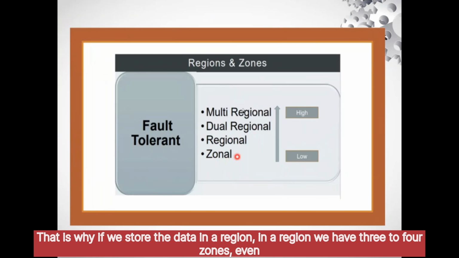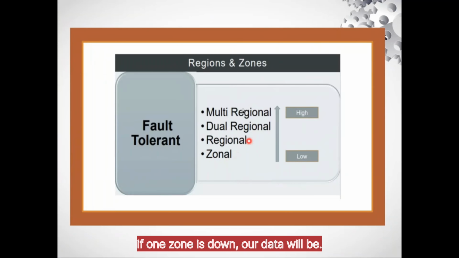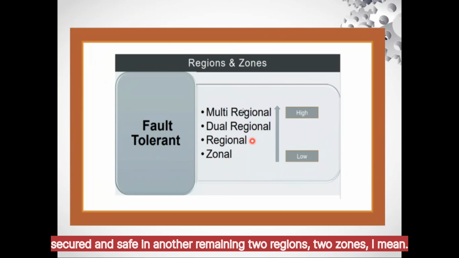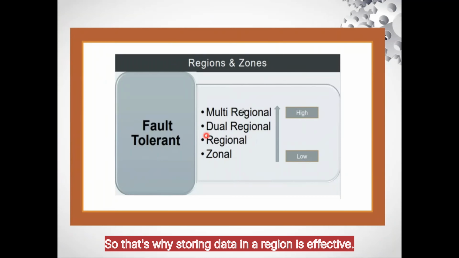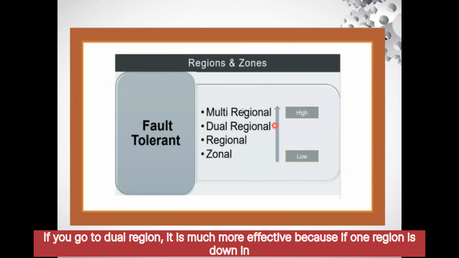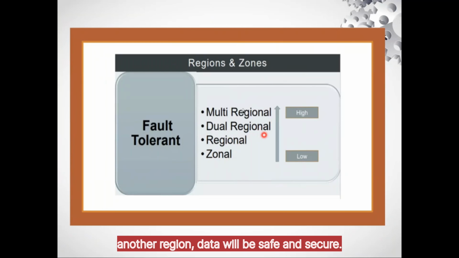That's why, if we store the data in a region, we have 3 to 4 zones. Even if one zone is down, our data will be secured and safe in the remaining zones. So that's why storing data in a region is effective. If you go to dual region, it is much more effective, because if one region is down, in another region the data will be safe and secure.